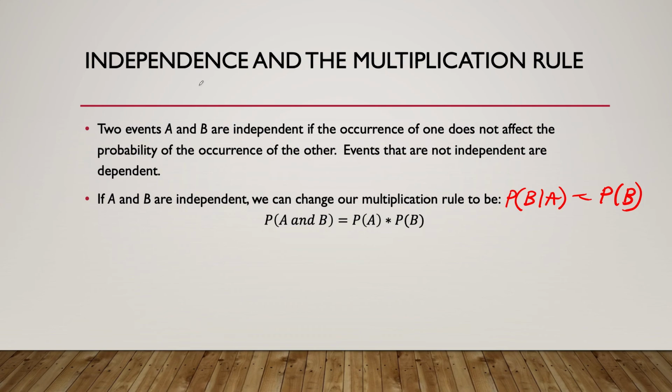And when it comes to the multiplication rule, we have the two events A and B as independent if the occurrence of one does not affect the probability of the occurrence of the other. Events that are not independent are called dependent. And if A and B are independent, we can change our multiplication rule to be the probability of A and B is equal to the probability of A times the probability of B. That probability of B occurring after A has already occurred is essentially just the probability of B if they're independent.